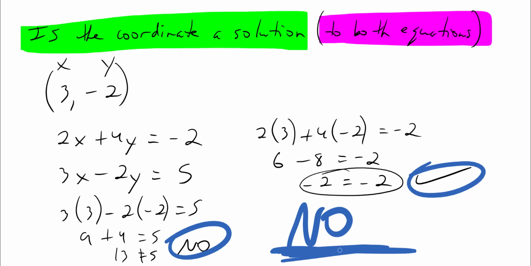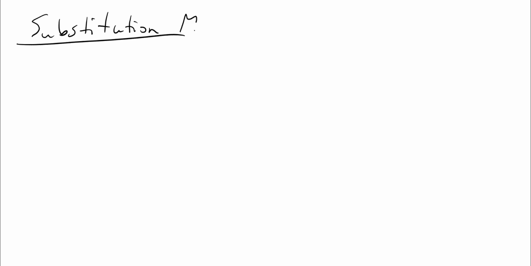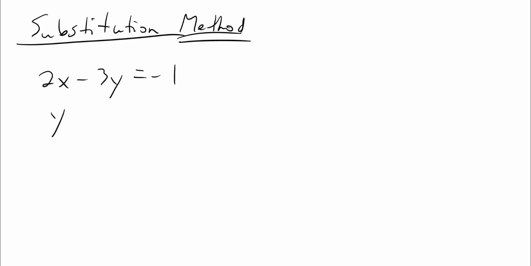Okay, so that is we did graphing. We asked if this coordinate is a solution, and the last thing I want to talk about here, math fans, is substitution. This is the substitution method. Okay, so if I give you the equations 2x - 3y = -1, and y = 4x + 7.